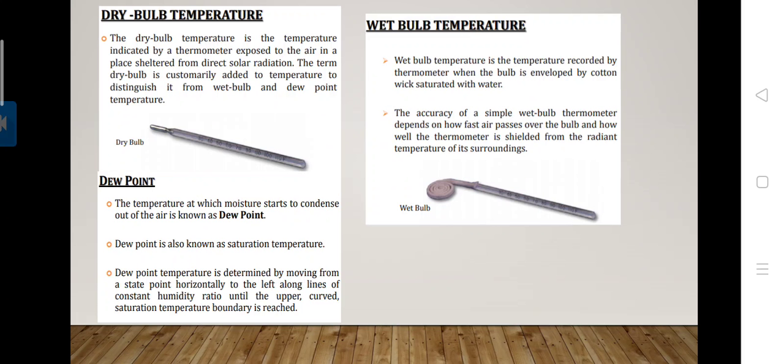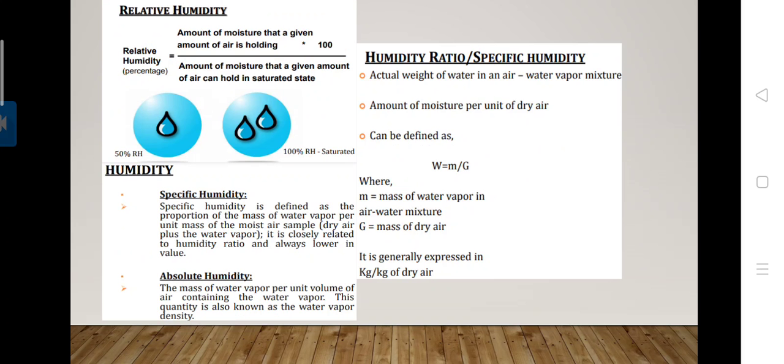Next is relative humidity. Here the formula is given for the calculation of relative humidity: the amount of moisture that a given amount of air is holding, multiplied by 100 because we are calculating in percentage, divided by the amount of moisture that a given amount of air can hold in saturated state.